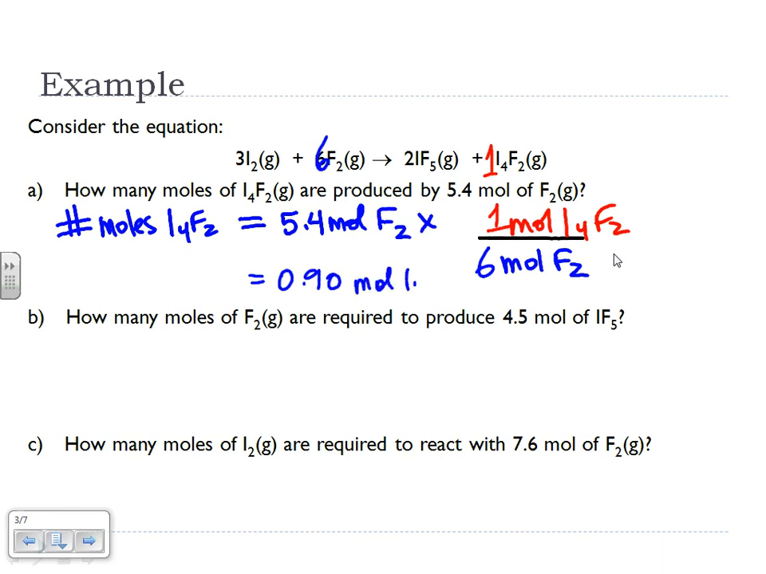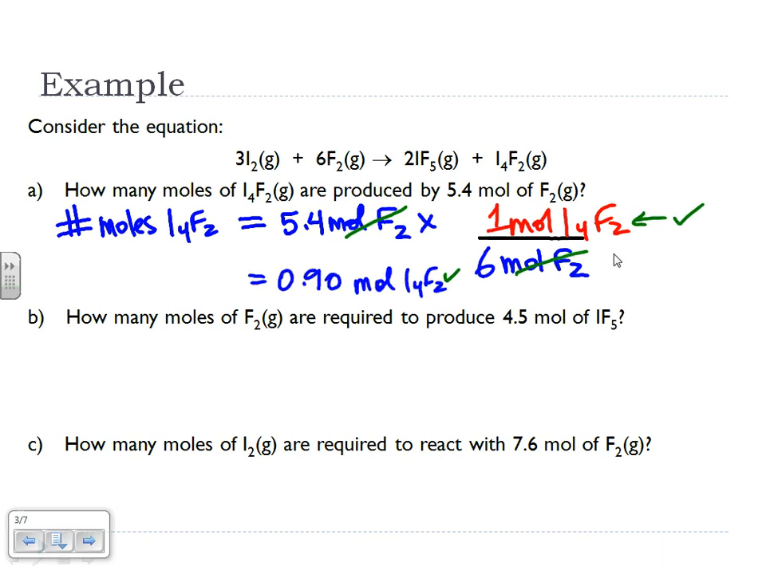moles of I4F2. So again, just to reiterate, my moles of F2, I've got one on top and one on bottom, so they cancel. My moles of I4F2 are here on the top. Yay, that's the unit that I want, so that's the unit that I write down here. Okay, so let's try another example using the exact same equation, and again, I'll color code it for you.